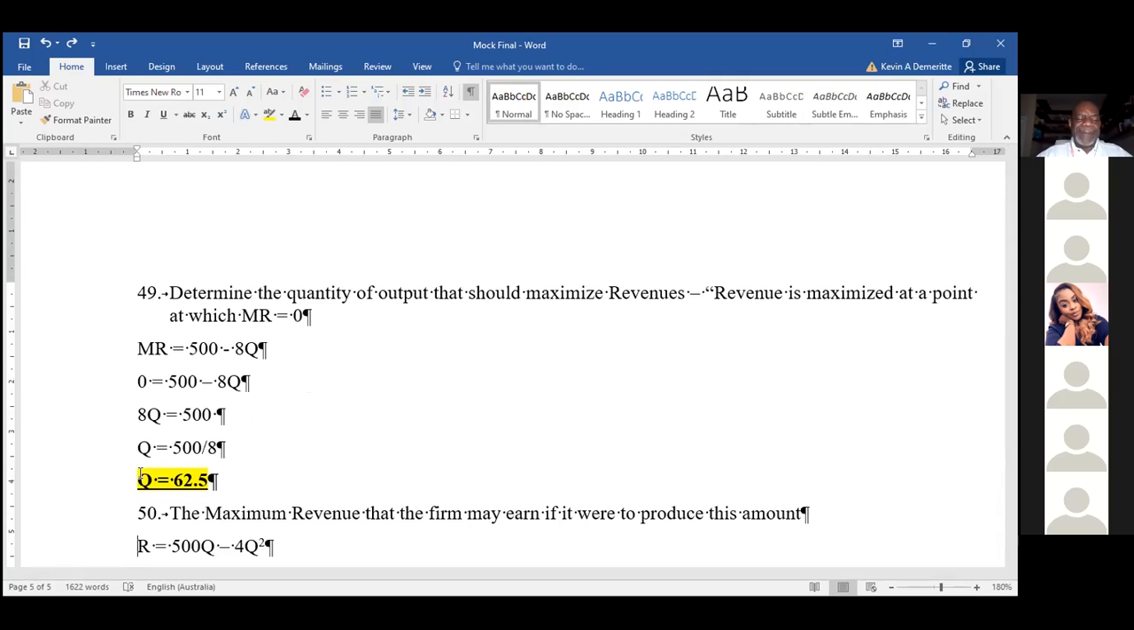And revenue is maximized. One of those things we need to keep in the back of our minds: revenue is maximized at a point at which marginal revenue is equal to 0. Profit is maximized at a point where marginal profit is equal to 0. Cost is minimized at a point where marginal cost is equal to 0. Right?